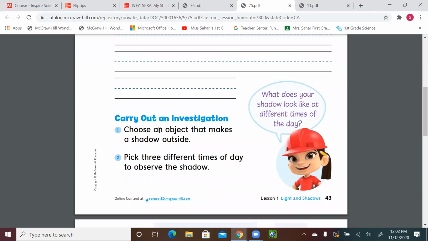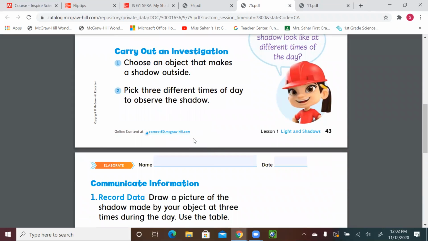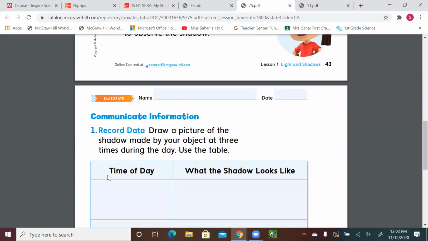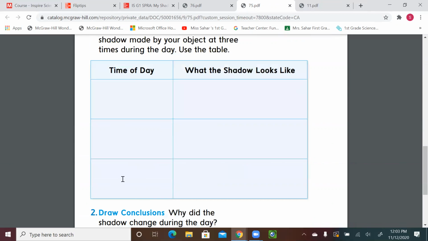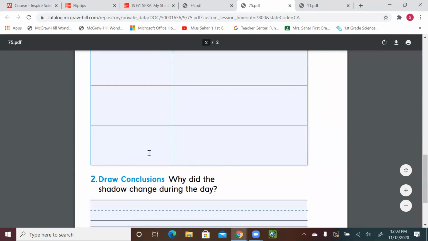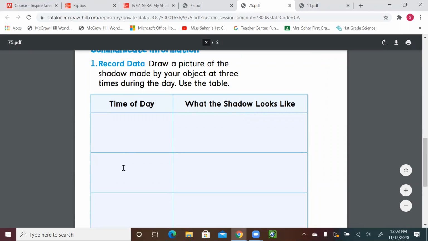This simple investigation. Okay, choose an object that makes a shadow outside. Pick 3 different times of a day to observe the shadow. So you can, for example, observe a tree or a building and try to see in a different time of the day. Then record your information here or your data. So you're gonna write the time of the day, like in the morning, and then what happened, you draw it, like how the shadow for that tree, for example, or for the street sign, how does it look like? And then middle of the day, how this shadow changed the length, and then at noon, how the shadow looks different. So you need to choose the same object and watch it in 3 different times of the day.